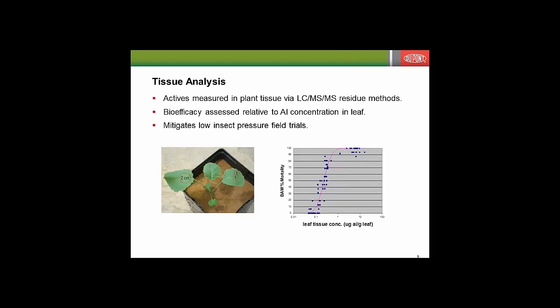Tissue analysis is really helpful. It gives us an opportunity to measure the amount of active ingredient drawn in to the plant tissue. It's accommodated using the traditional conventional LC mass spec based residue methods. It gives us a chance to more carefully assess bioefficacy relative to what we know to be the true active ingredient concentration in the leaf, as shown in the little plot on the bottom.